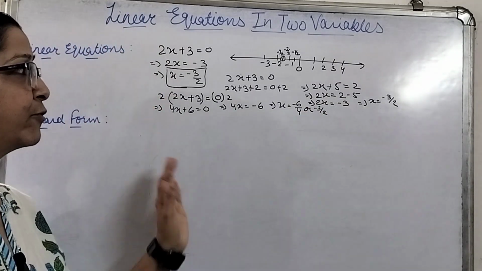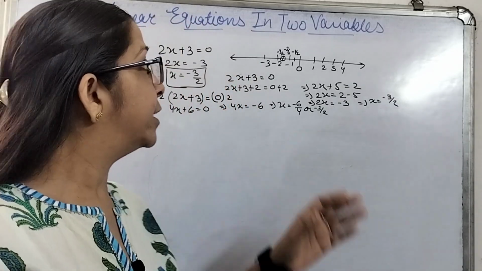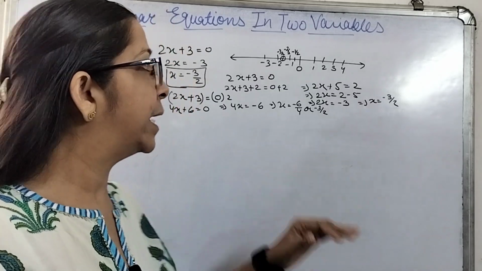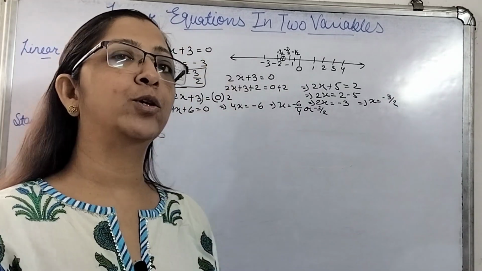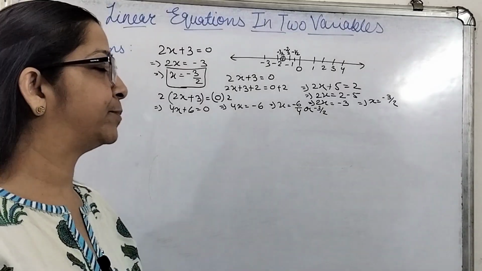That simply means if we add, subtract, multiply or divide the equation on the LHS and also on the RHS by the same number, then it will remain the same. It is not going to be changed. It is all about linear equations in one variable.